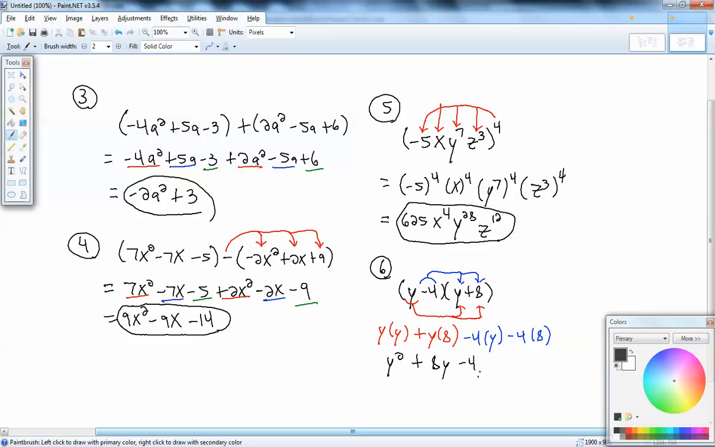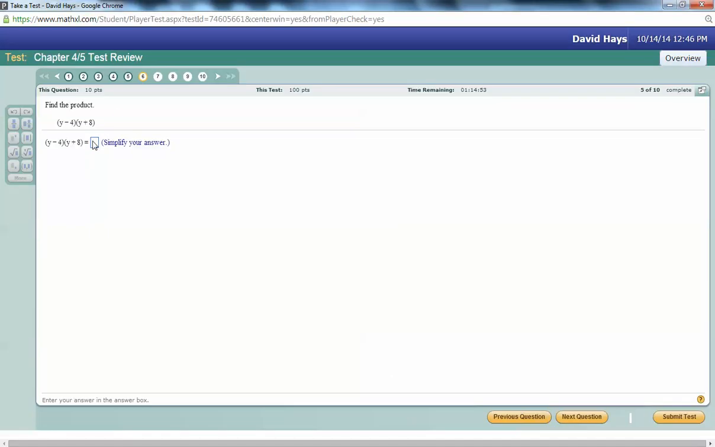Negative 4 times y is negative 4y, and negative 4 times 8 is negative 32. Which gives us y squared. 8y minus 4y is 4y minus 32. And that's our answer. So I got y squared plus 4y minus 32. And next question.